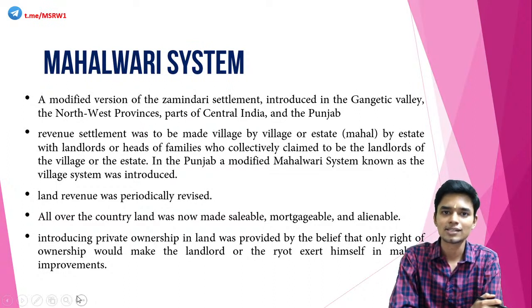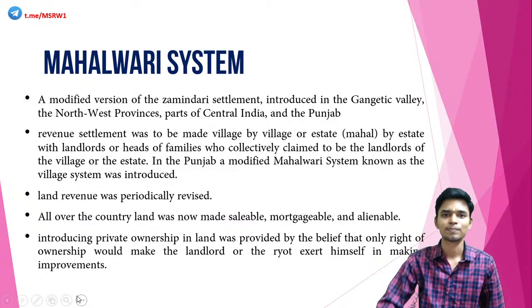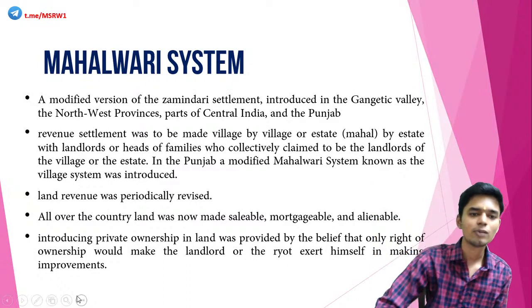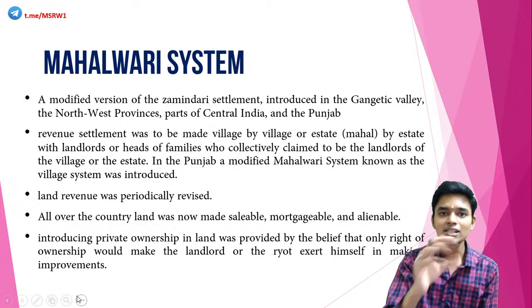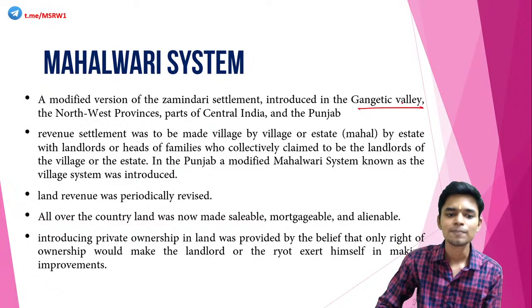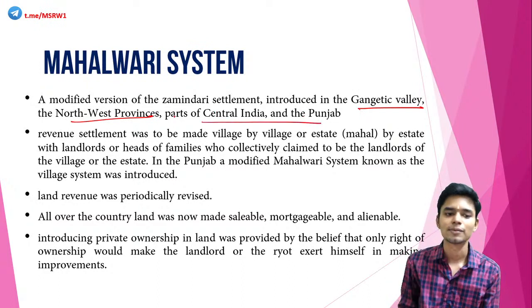The Mahalwari system is actually a modified version of Zamindari. Zamindari means permanent settlement. Zamindari and the permanent settlement system are the same. Then we have ryotwari and now we have Mahalwari. Mahalwari is a modified version of Zamindari. This was actually implemented in the Gangetic Valley, the northwestern provinces, and central India, around Punjab and in Punjab.